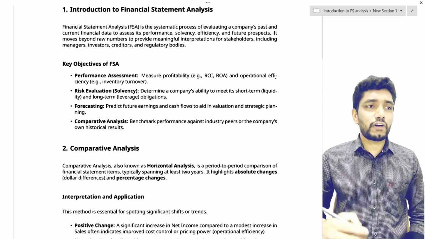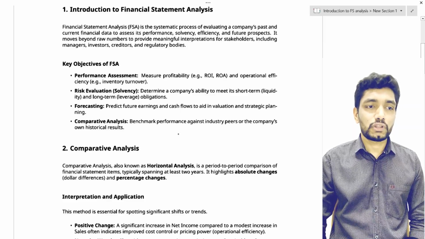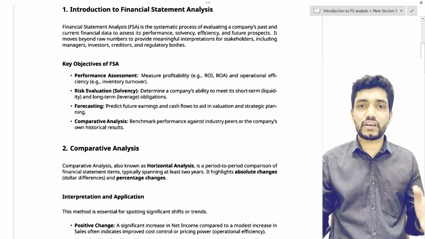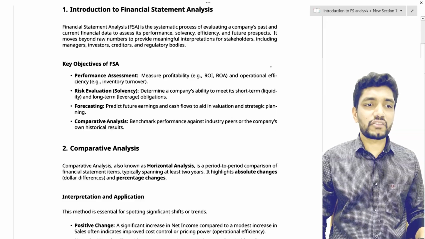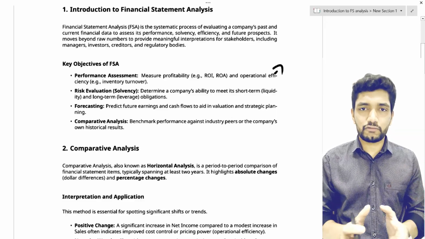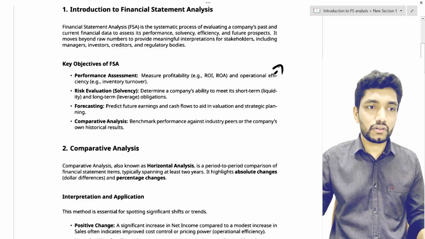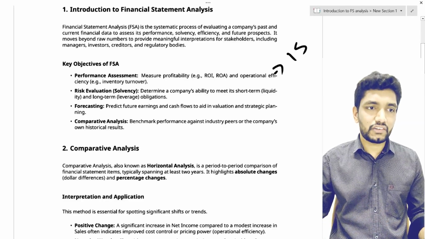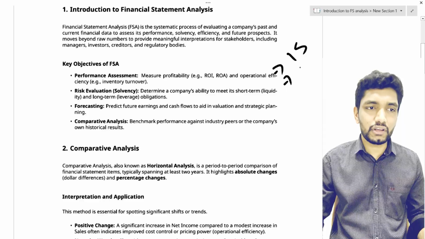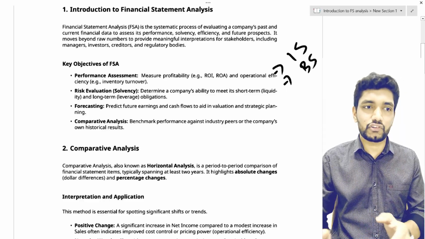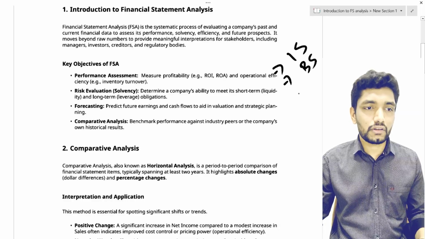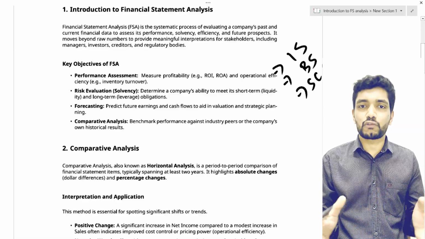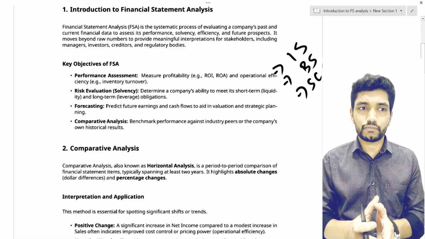Before starting financial statement analysis, the first thing we have to understand is what a financial statement is, and what the important financial statements are. There are three important financial statements. The first is the income statement, or what we call the profit and loss account. The second is the balance sheet, or statement of financial position. And the third is the statement of cash flow, which shows the cash inflow and cash outflow of a company during a period of time.